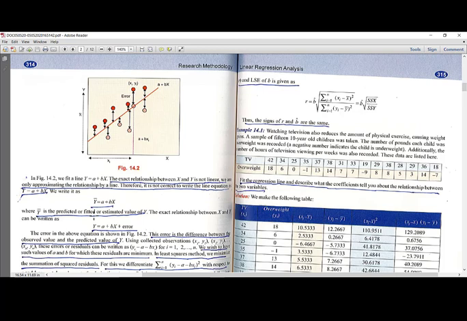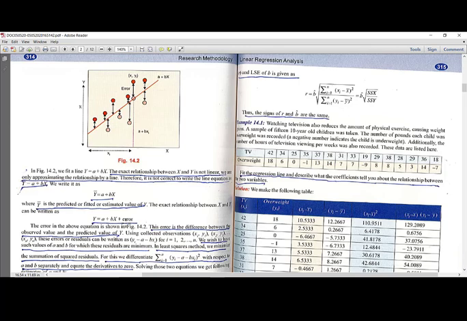The exact relationship between X and Y can be written as, instead of Y equal to A plus BX, Y equal to A plus BX plus error. The error in this equation is shown here. From this point to this line, A plus BX, this much is the difference. And from this point, this is the difference. From each point there is a difference. So that way, error is present.